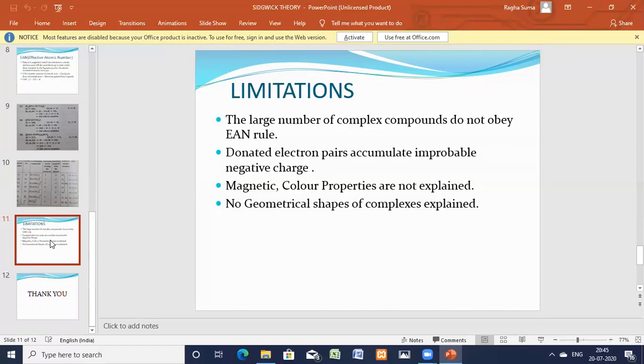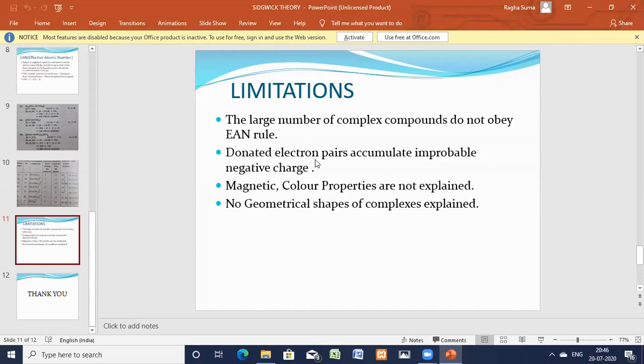So here the limitations are: he's not able to explain some of the compounds that don't obey the EAN rule, but how they're getting stabilized was not explained. Most of the compounds are following the EAN rule, but some of the complexes are not following it, and still they're stable. That couldn't be explained by Sidgwick. And sometimes the electron pairs donated by the ligand to the central metal ion give an improbable negative charge on the complex. So how, he couldn't explain.